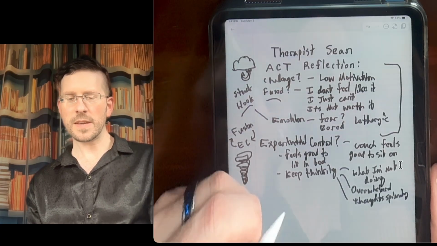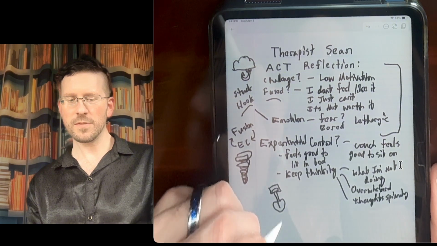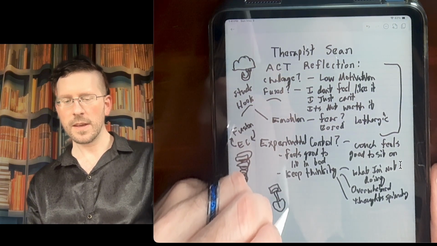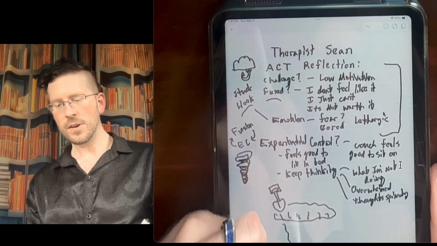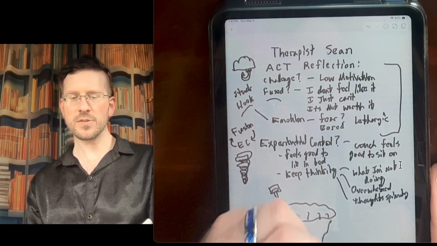Okay, so whatever the experiential control is, it's like picking up a shovel. Here's my drawing of a shovel. And that looks like a little heart. And you're just digging the hole down. And you just keep digging with whatever you're doing as the experiential control.